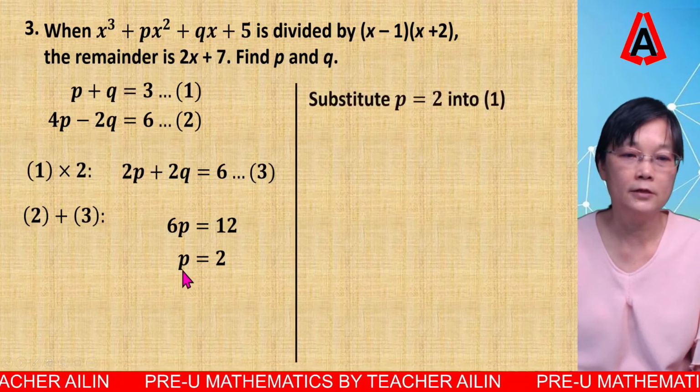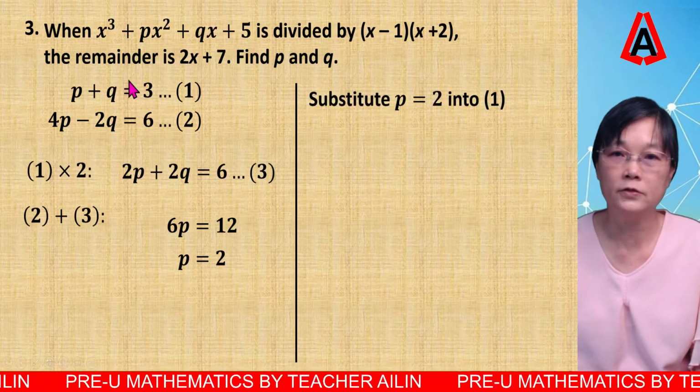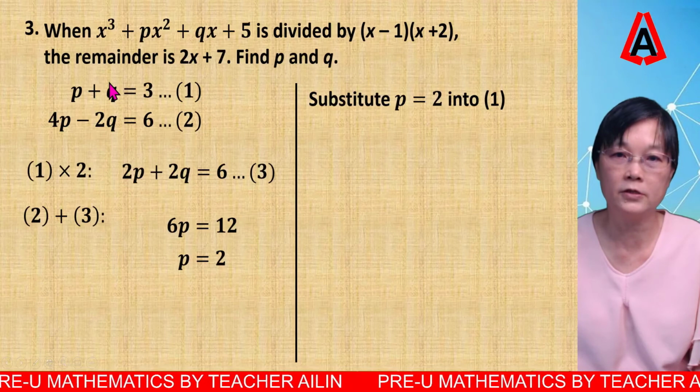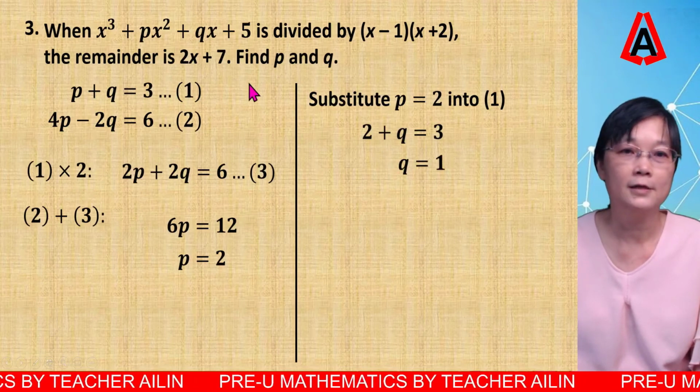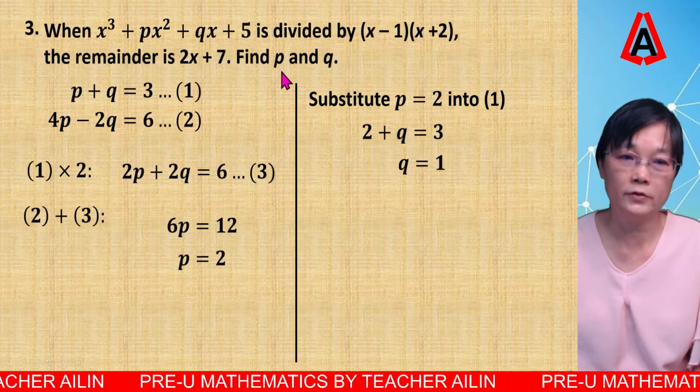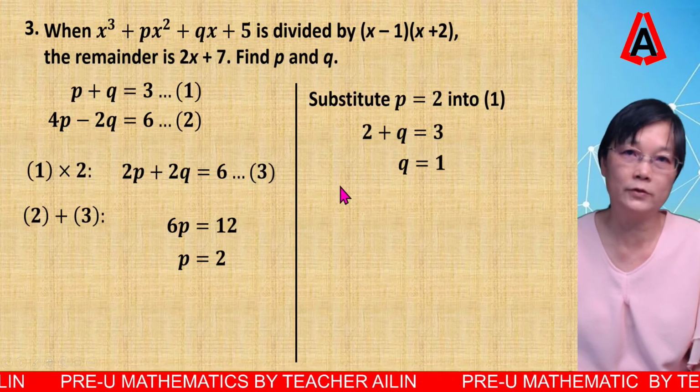Now I substitute p equals 2 into the first equation. Now I get q is equal to 1. So therefore, p is equal to 2 and q is equal to 1.